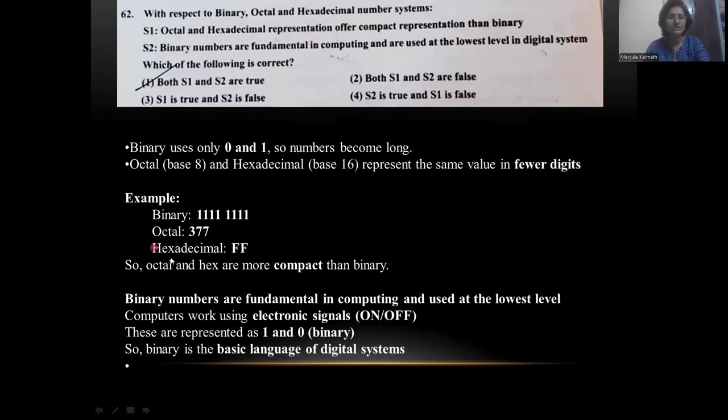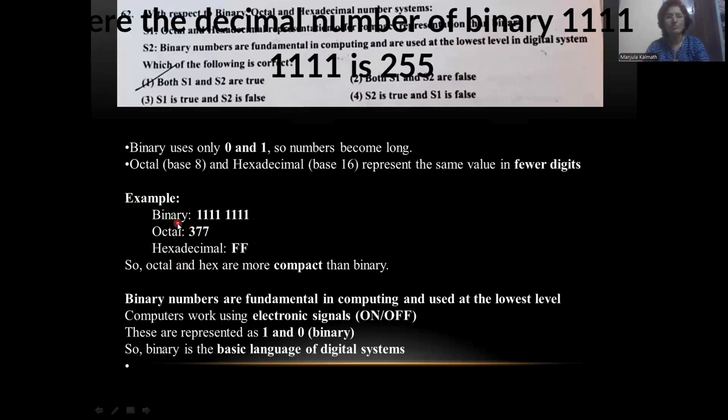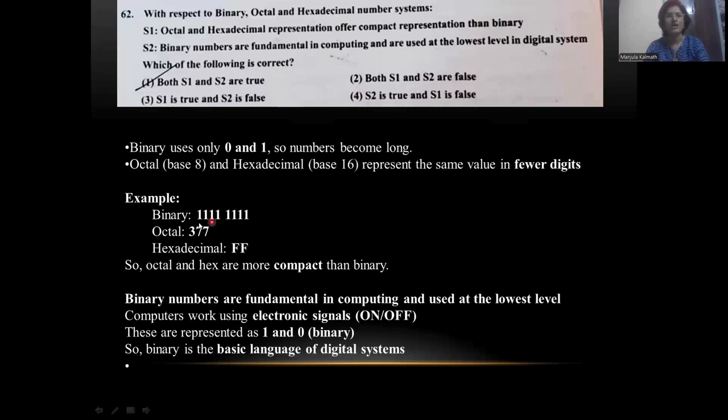To illustrate the same concept, we have an example. The binary number is a combination of eight ones. When we convert this to decimal and divide that decimal value by 8, we get the octal value 377. And when we divide the same decimal value by 16 for hexadecimal, we get the combination FF.